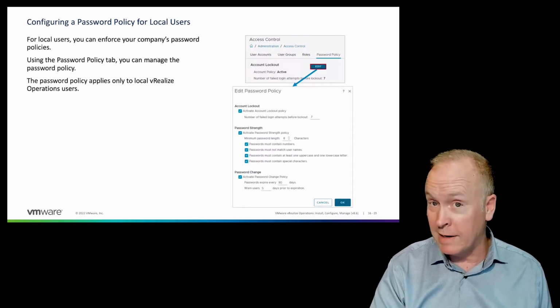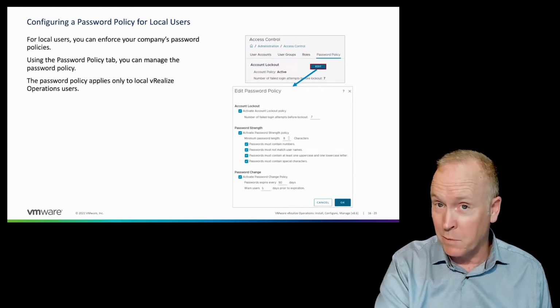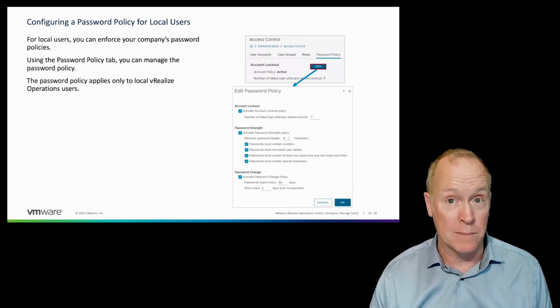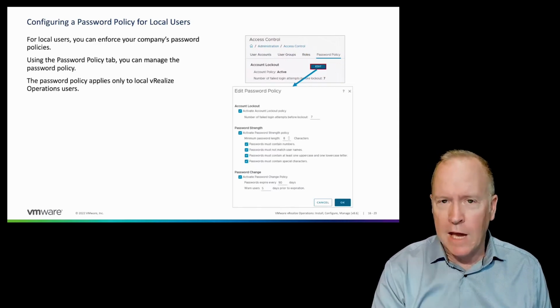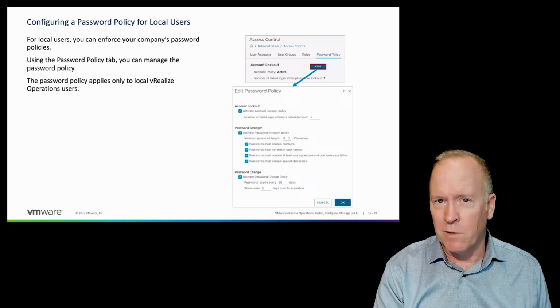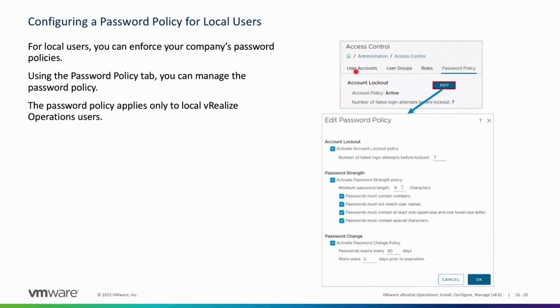So for example, if you had wanted to change the way Active Directory users' passwords work in vRealize Operations, you would actually go to Active Directory. So we're just talking about local users here. If you want to set up a password policy for your local users, you would go to Access Control. And here's the tab where we went to create local users. Here's the tab where we went to create local groups.